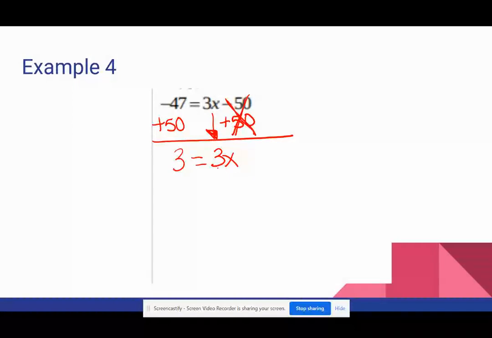We have 3 on the variable. It's our coefficient. It's multiplication. The inverse or the opposite is to divide by 3 on both sides. 3 divided by 3 is just 1, and 3 divided by 3 is just 1. So 1x or x equals 1. Either one works. You can put 1x or you can just put x. It's the same thing.